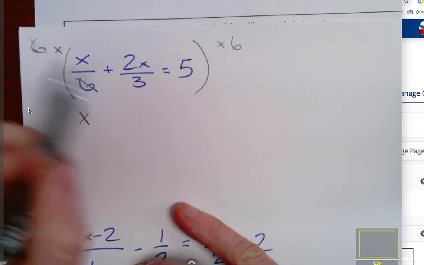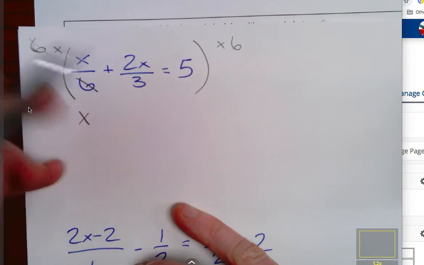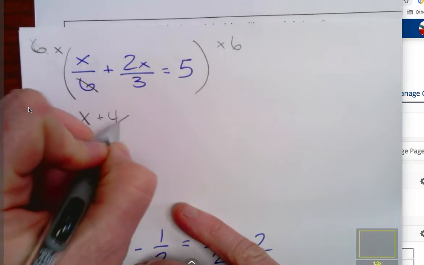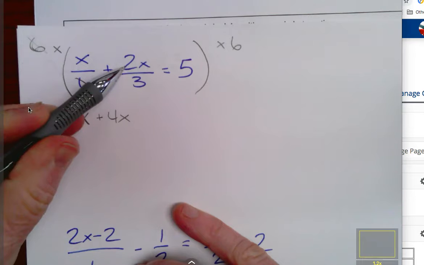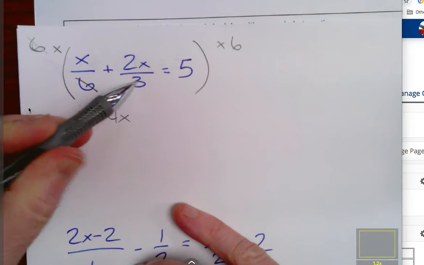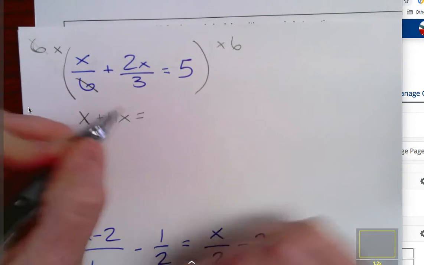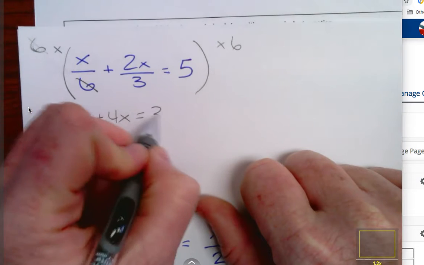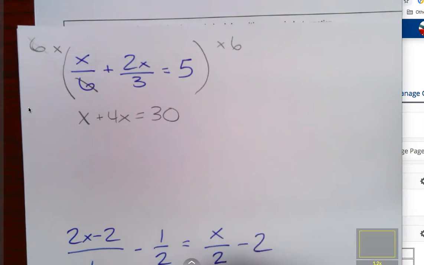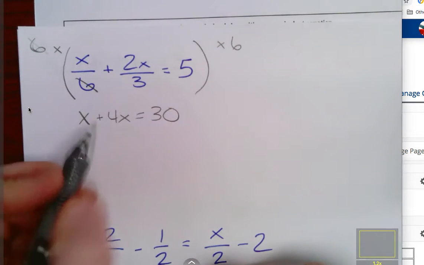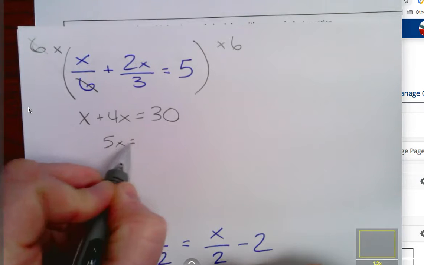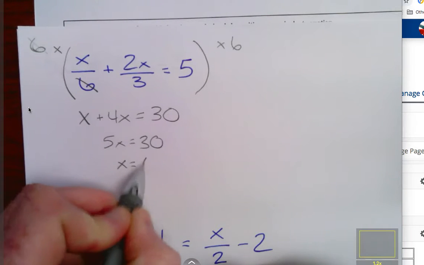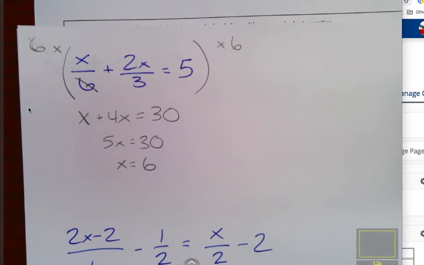So 6 divided by 3 is 2. 2 times 2 is 4. Or you could think of it as 6 times 2 is 12. 12 divided by 3 is 4x. And then over here, I have 6 times 5, which is 30. So this complicated problem just became 5x equals 30. So x is 6. Okay.